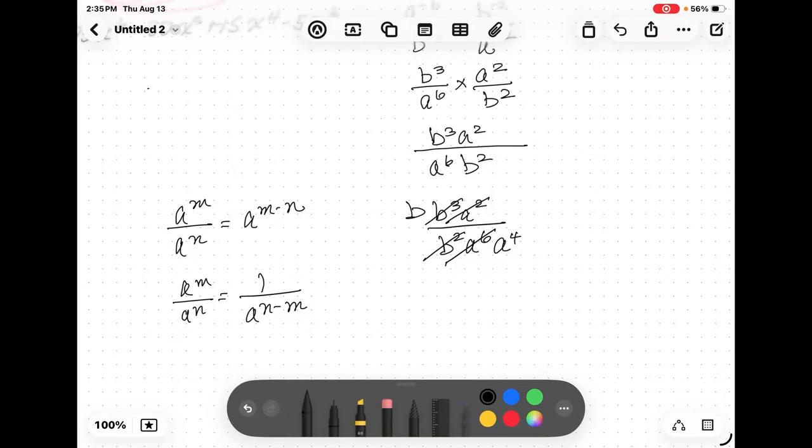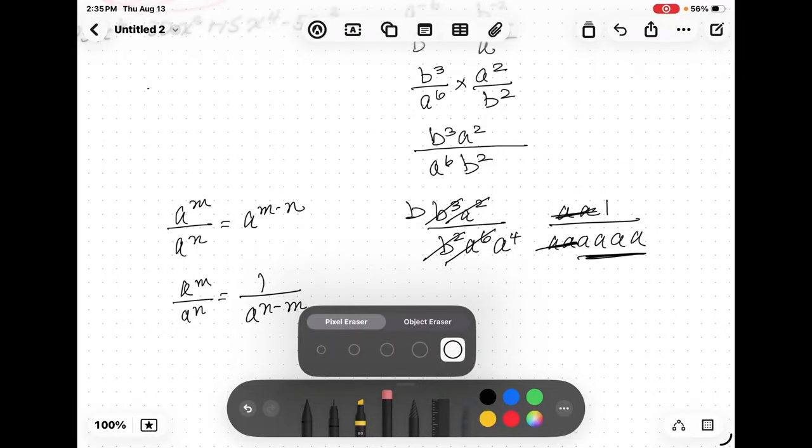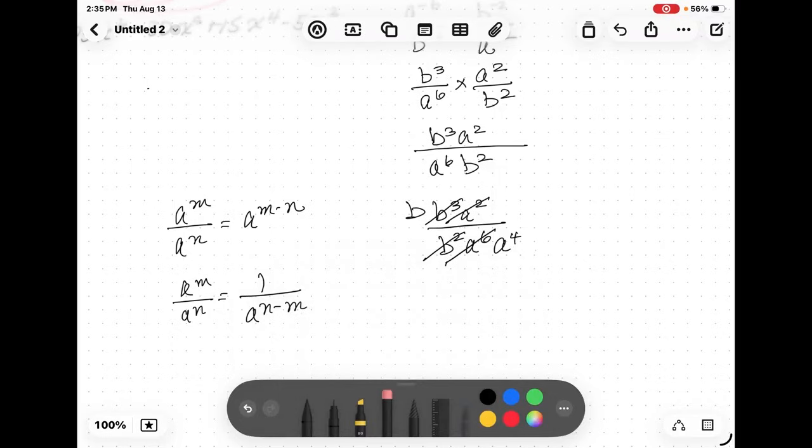Understand why. Now, I don't even think I thought about those properties here. I think on some level, in my mind, I just saw a squared, and that's an a times a, and a to the 6th, that's 6 a's. And I said, well, I'm going to cancel 2 of these a's with 2 of these, and I'm going to be left with 4 of them. That's probably what was happening in my mind. And we've got that simplified. So b over a to the 4th.